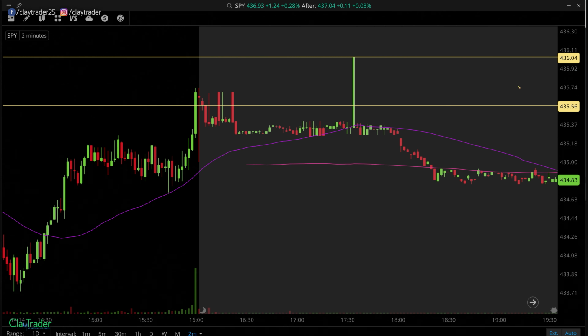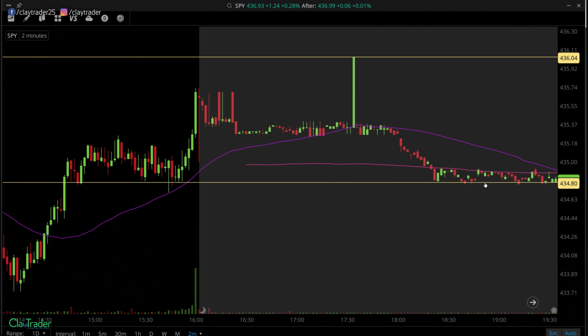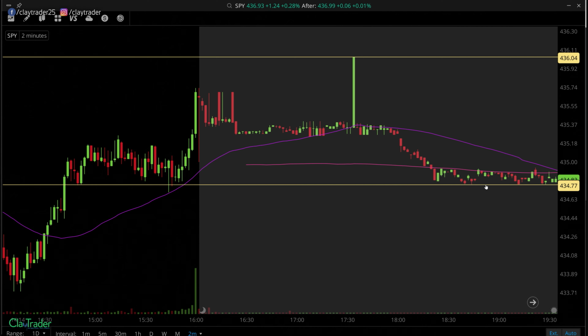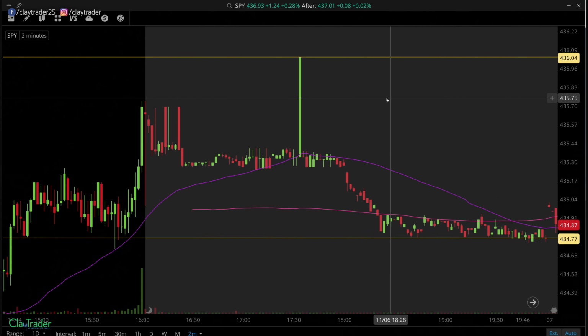Now, to be fair, as I scroll that way, this may need to be adjusted, because if the price at some point goes up above that area, then I would need to adjust that line. But as of right now, that is the high. Same with the low, right now it's down here at 434.77. But let's continue to scroll and see if I need to change anything.